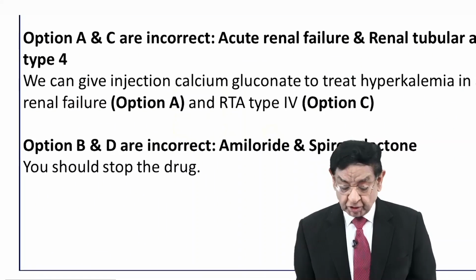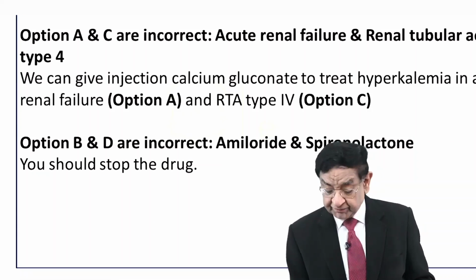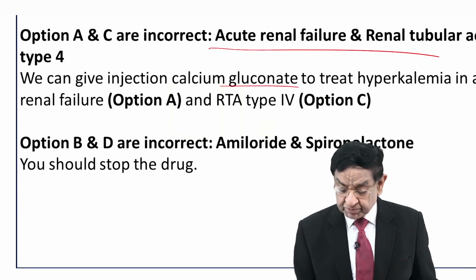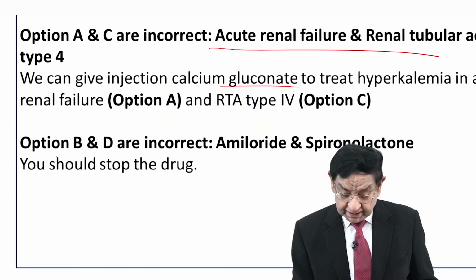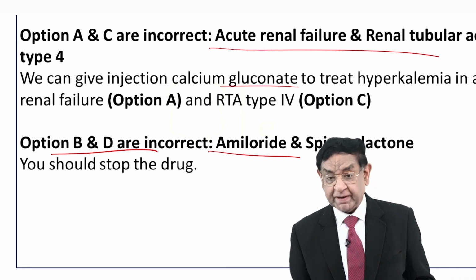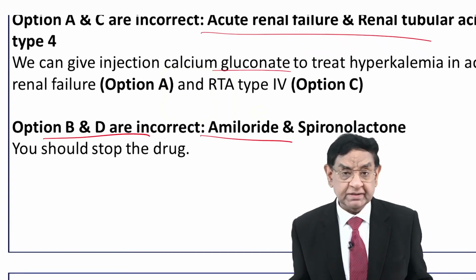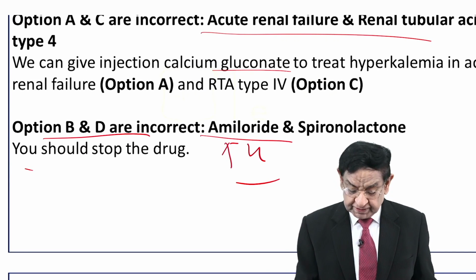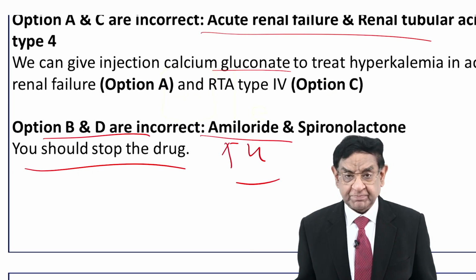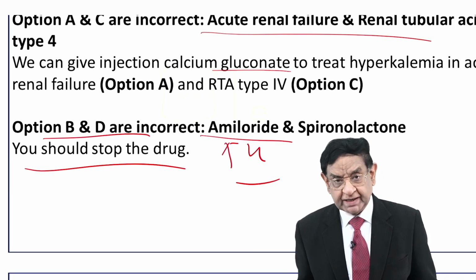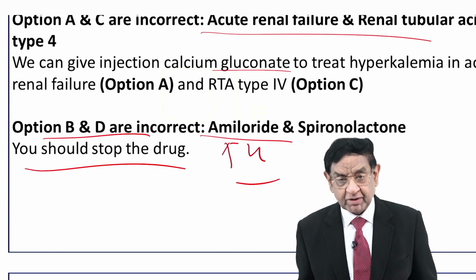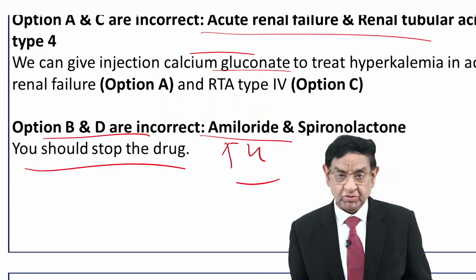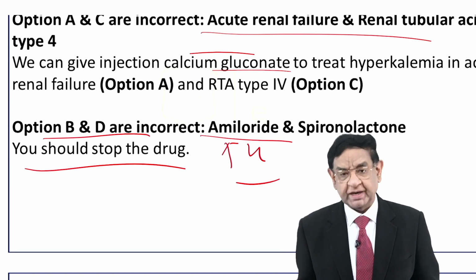Now, if you look at the other options, A and C are incorrect: acute renal failure and renal tubular acidosis. In these, we can give injection calcium gluconate, there is no problem. And B and D, amiloride and spironolactone, we know that they are potassium sparing diuretics. They can cause hyperkalemia. So in this case, stopping the drug is the best option. That will automatically bring the potassium level down. But if the potassium level is still very high, you can very well give injection calcium gluconate. There is no harm. There is no contraindication.